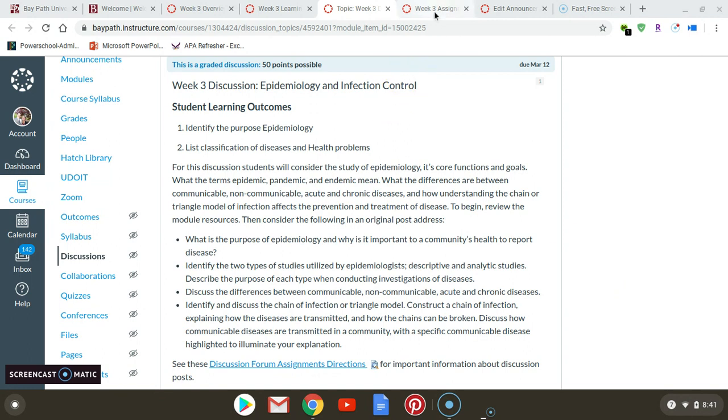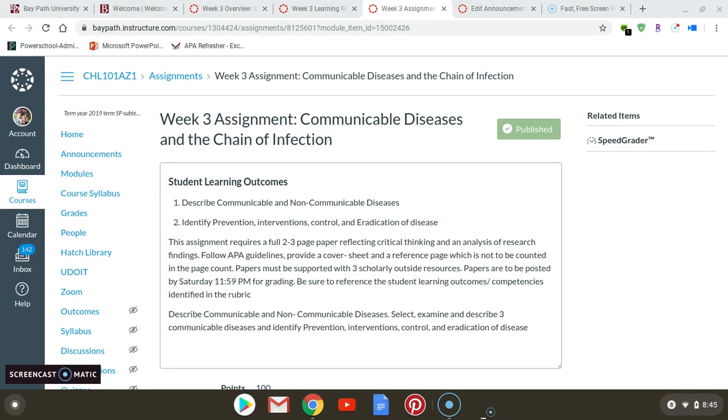So your week 3 assignment is going to talk about communicable diseases and the chain of infection. So you're going to, again, describe communicable and non-communicable diseases, and then you will select 3 communicable diseases and identify prevention, interventions, control, and eradication of disease.